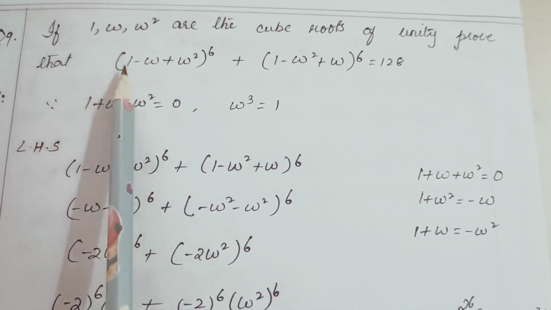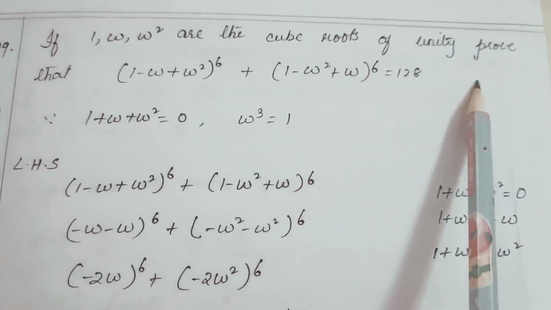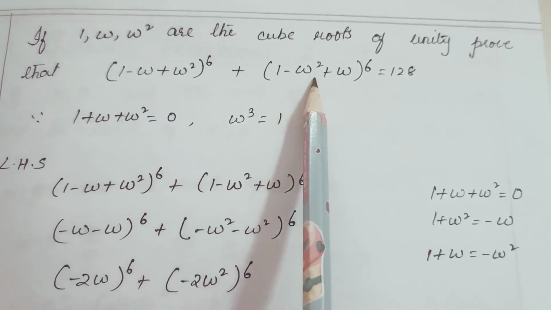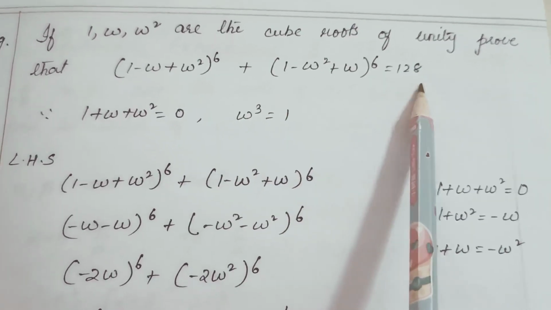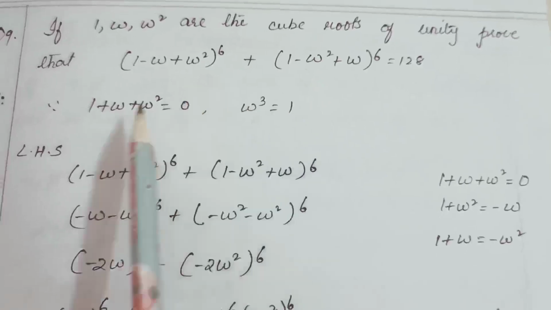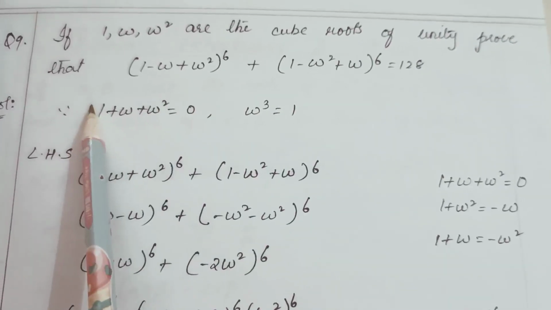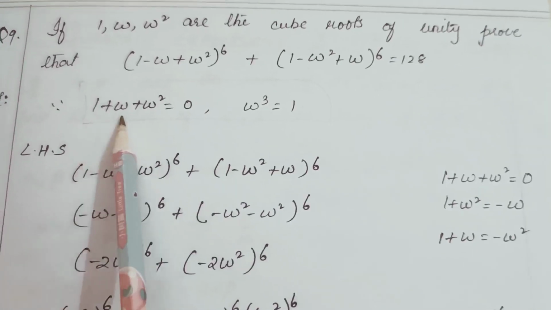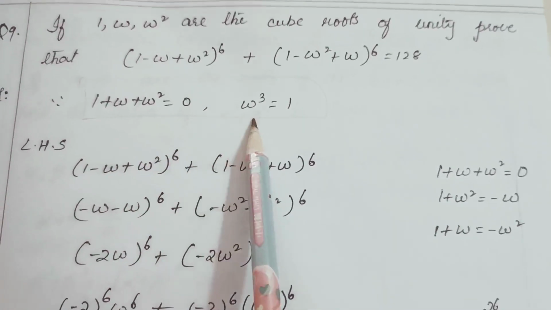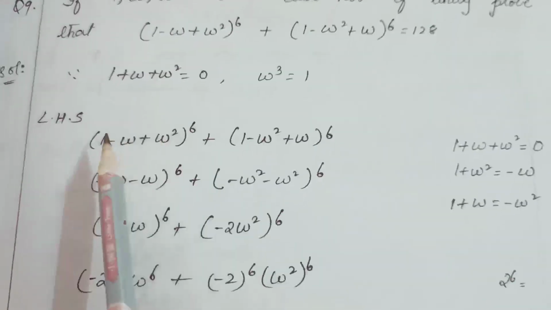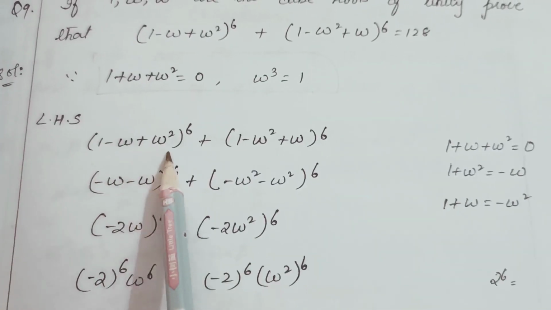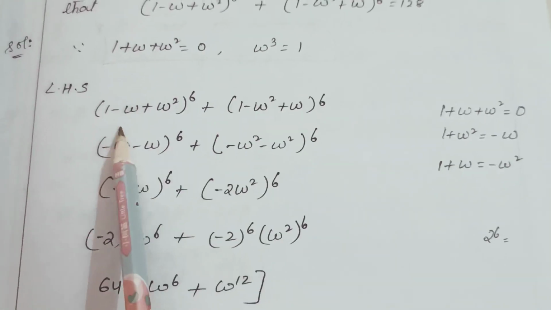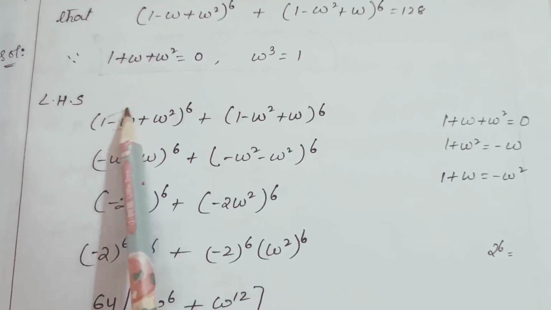Question number 9. If omega, omega square are the cube roots of unity, prove that (1 minus omega plus omega square) whole power 6 plus (1 minus omega square plus omega) whole power 6 is equal to 128. Taking LHS. As we know these identities, we are using only these identities. So you must remember this: 1 plus omega plus omega square is equal to 0, omega power 3 is equal to 1. Now taking LHS: (1 minus omega plus omega square) whole power 6 plus (1 minus omega square plus omega) whole power 6.